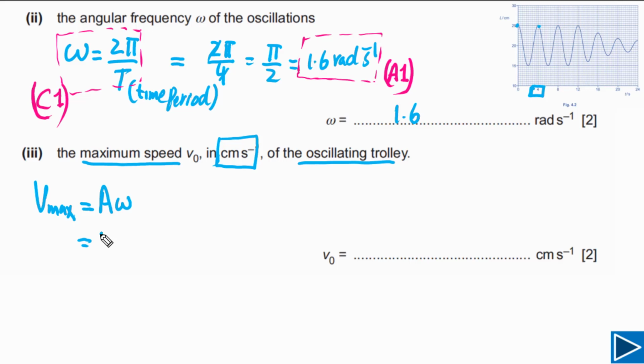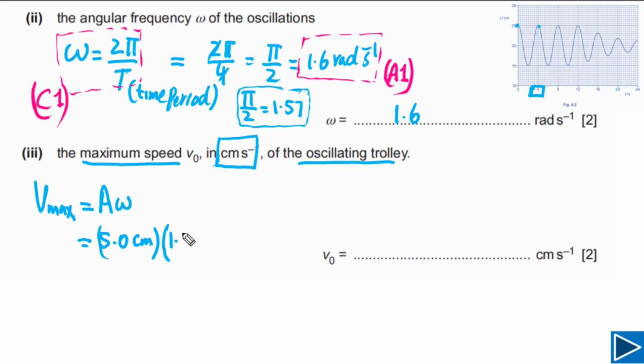A, we have already calculated in part A1, that was equal to 5.0 centimeters. And the value of omega we have calculated here, but this value is up to 2 SF. This is not the exact value of pi by 2. If I divide pi by 2, the exact value will be 1.57. So in the next calculation, we will use the exact value.